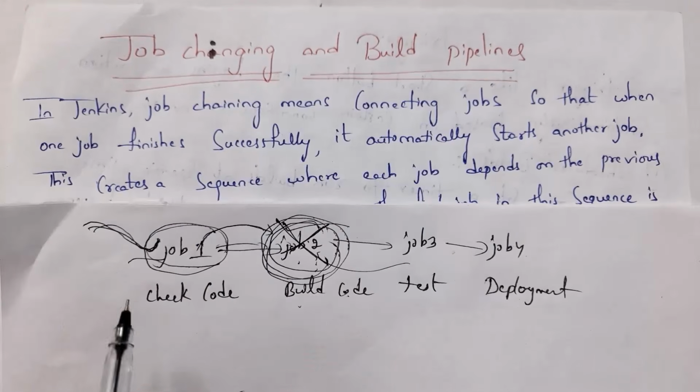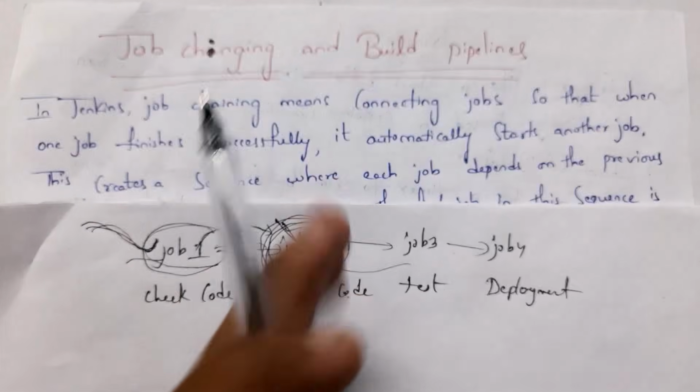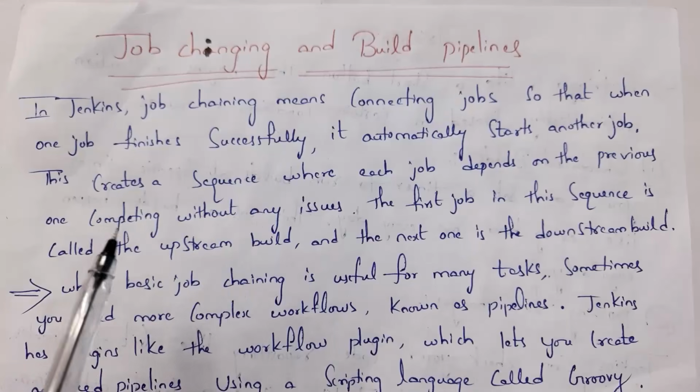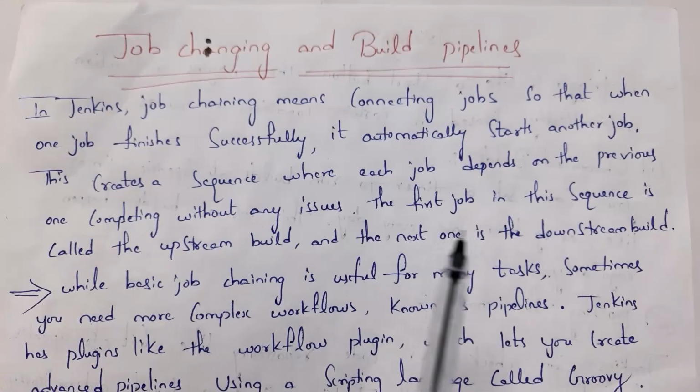I completed job 1, so we call this job 1 upstream. Now it will go to job 2, so we call this job 2 downstream. The first job in the sequence is called the upstream build and the next one is called the downstream build. Guys, by using job chaining, we can complete multiple tasks. And there is also complex job chaining. We call this complex job chaining pipelines.